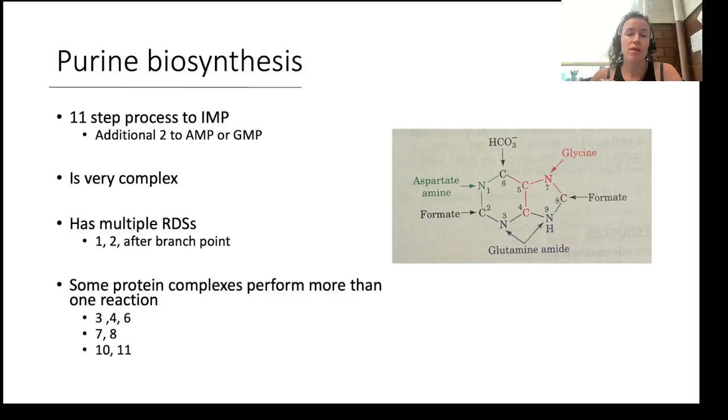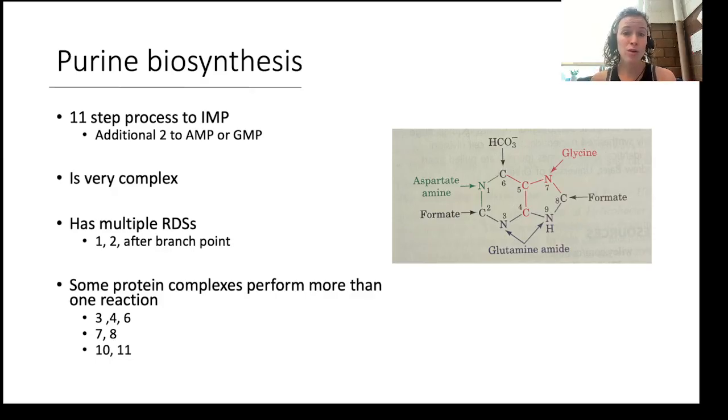So purine biosynthesis will take us at first 11 steps to get to IMP. And then from there, an additional 2 steps to either AMP or GMP. It's quite complex, so I'm not going to ask you to memorize the steps or anything like that. There are multiple rate determining steps within this pathway. Step 1, step 2, and then after that branch point, additional regulatory steps towards AMP or GMP.